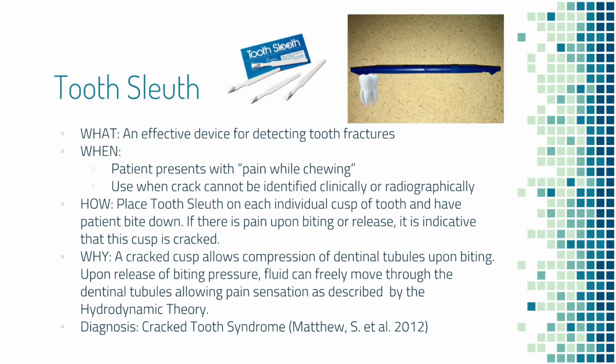The tooth sleuth has a wedge that can easily be placed on individual cusps of a tooth. You ask the patient to bite down on the wedge, and if the patient experiences pain upon biting or release, this is indicative of a cracked tooth.